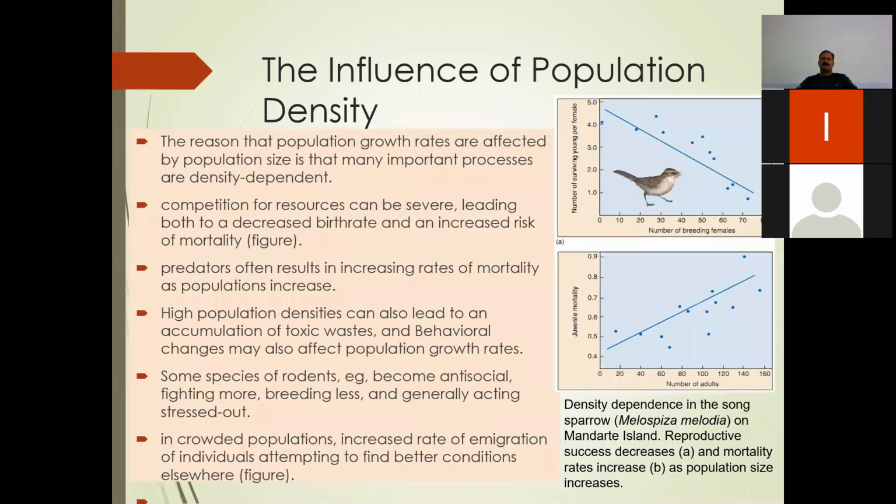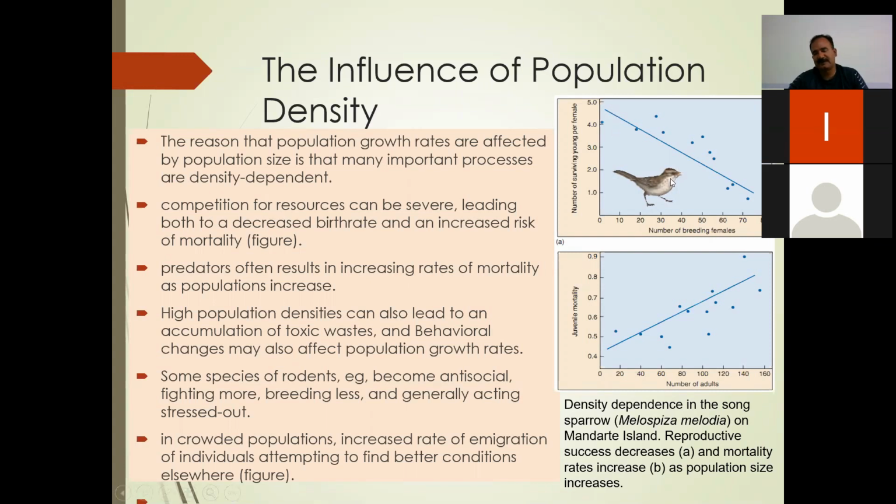Density also influences the population. If there is a high density, then there will be more competition and more fights among the individuals of the population for resources and growth. In this graph, you can observe the number of surviving young per female and the number of breeding females. If there are more females, then the number of surviving young per female will be limited. If there are fewer females, then there will be less competition for food and territory, and then maximum young ones will survive.